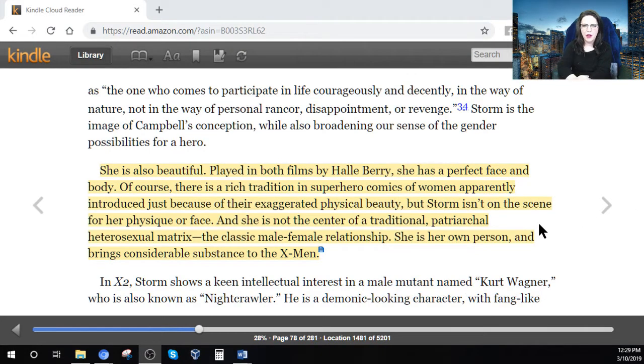And Housel talks about how Halle Berry is aesthetically pleasing. And Housel references the fact that there is a rich tradition of superhero comics of women that are apparently introduced just because of their exaggerated beauty. But Storm isn't on the scene for her physique or face, and she's not the center of the traditional patriarchal heterosexual matrix in which she has to have the male-female relationship. Housel says that Storm is her own person and that she brings a lot of substance to the X-Men. Now, I do agree with that.